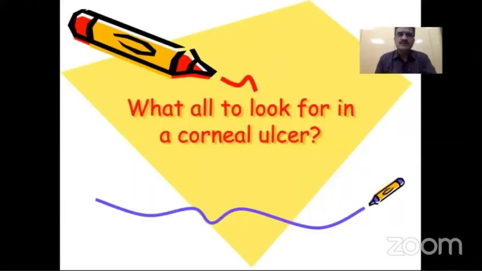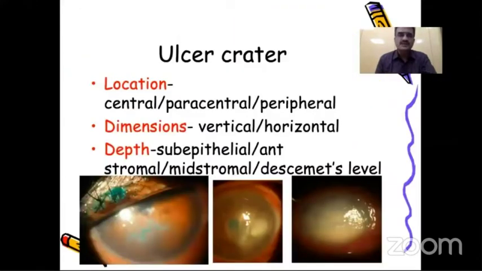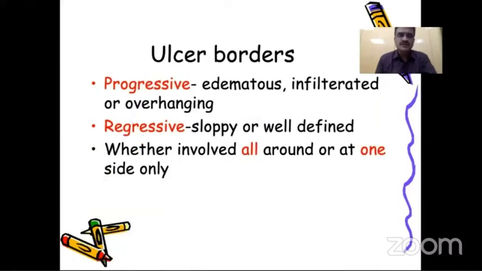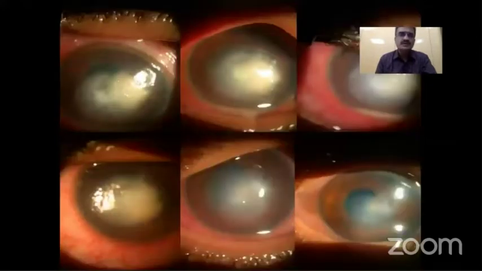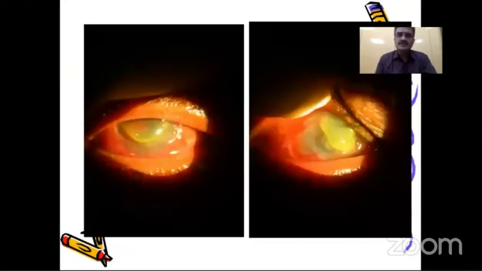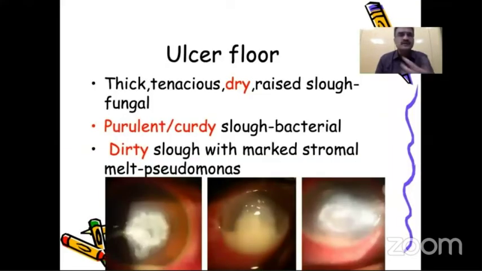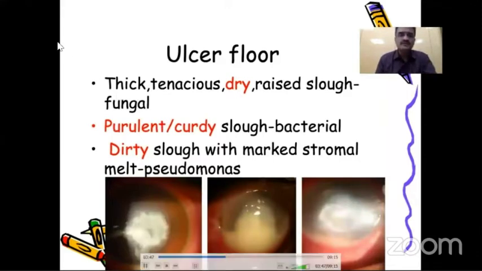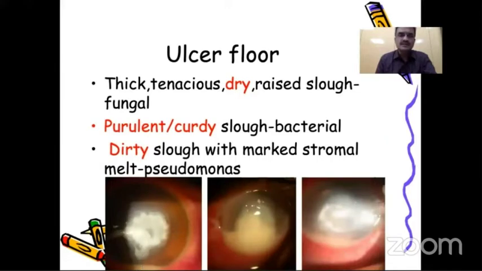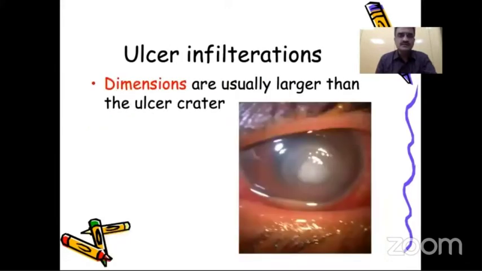What all things do you look for when you see a corneal ulcer? First thing is to see the location, whether it is central, paracentral, or peripheral, the dimensions, the depth of the lesion on optical illumination, and see whether the ulcer borders are progressive or regressive. Like in this case, you see the ulcer which was progressive. After treatment, you can see the regressive borders, or whether the ulcer has got an undermining edge. And look at the floor of the ulcer to see whether it is dry or whether it has got a dirty slough. That will give you the diagnosis in certain cases.